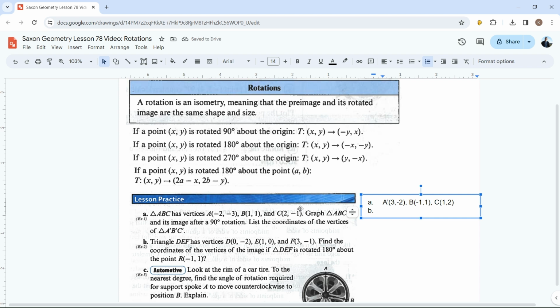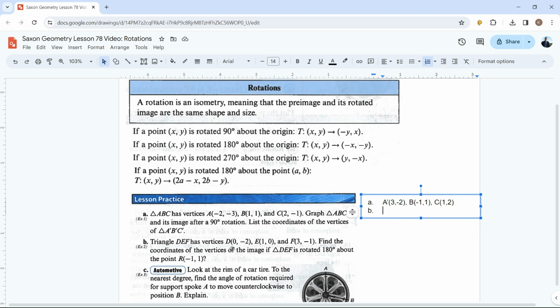All right, letter B. Triangle DEF has vertices D (0, -2), E (1, 0), F (3, -1). Find the coordinates of the vertices of the image if it is rotated 180 degrees about the point R (-1, 1). Now, this would be an easy one to graph. All I would do is plot (-1, 1). Then I would plot these points (0, -2), (1, 0), (3, -1).